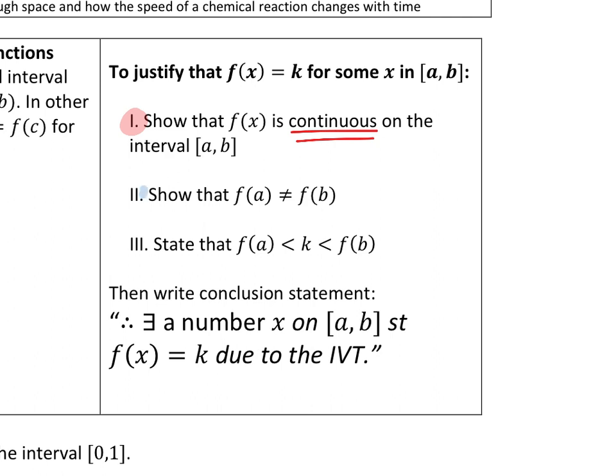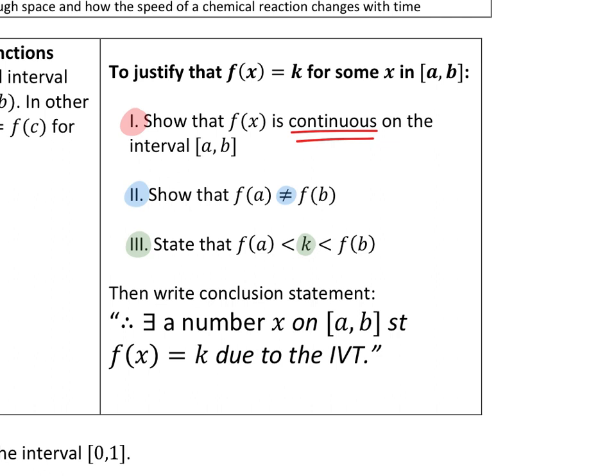Number 2, you will show that the output at the first value of the interval is not the same as the output at the second value. So essentially just making sure that the outputs are literally not equal to each other. We'll be finding those outputs and making sure they're not equal to each other. And then number 3, we're going to state that the value we care about, k, is in between those two values.